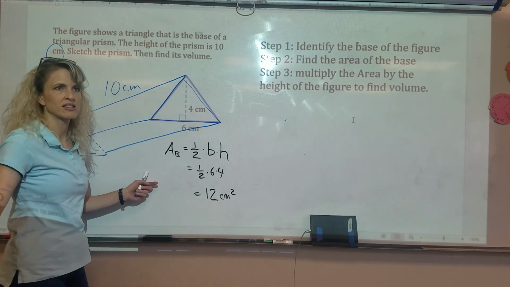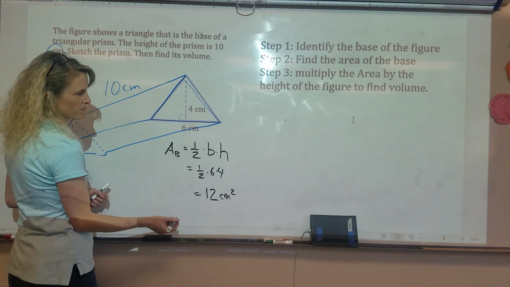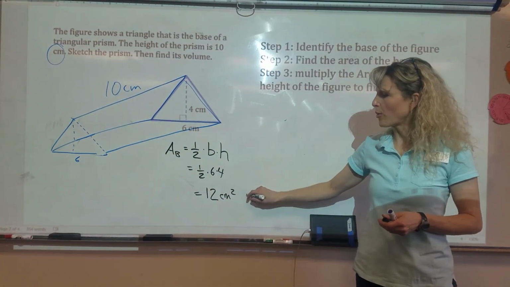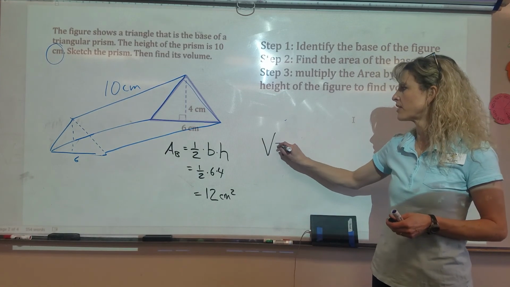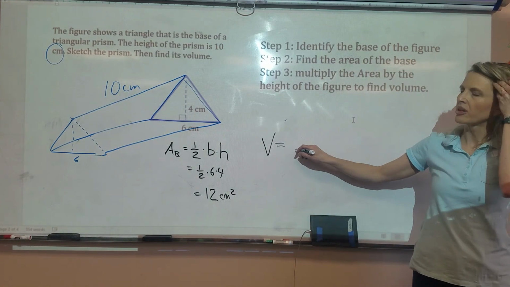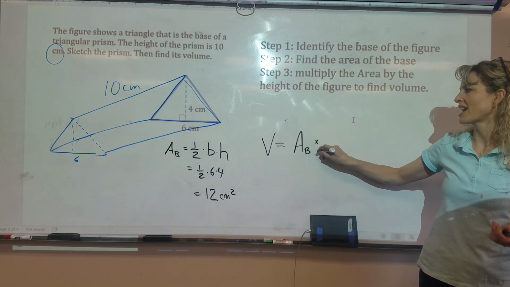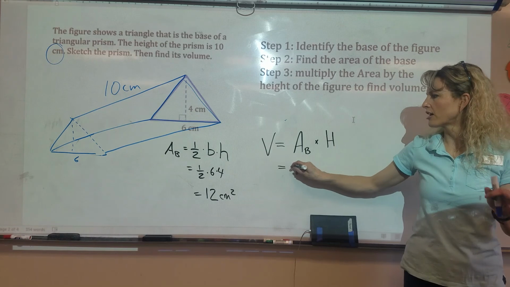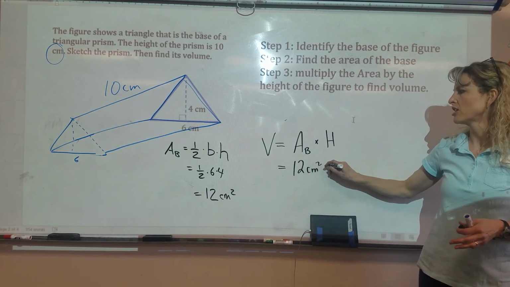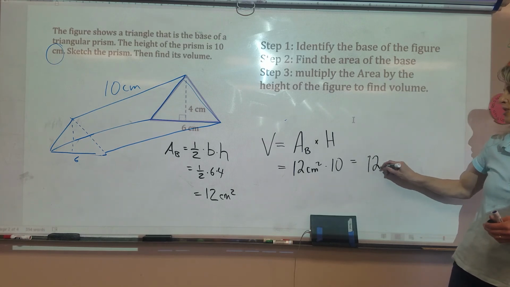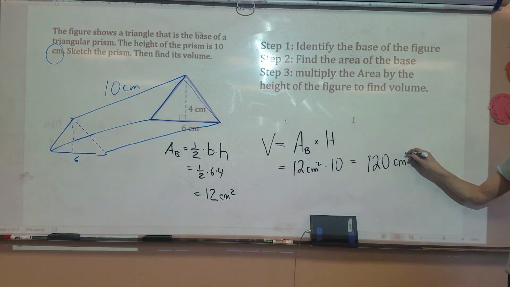Okay, what was your next step, Bethany? Okay, why did you times it by 10? Because the height is 10. So we're going to go to the formula. Volume equals area of the base times the height. Our area was 12 centimeters squared. Our height, she says, was 10. And so that's going to give us 120 centimeters cubed. Very good.